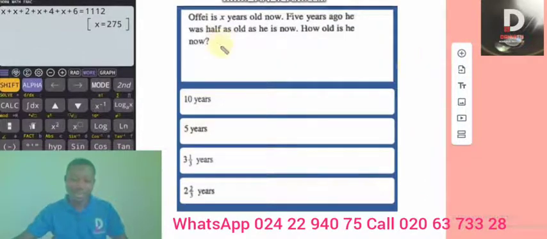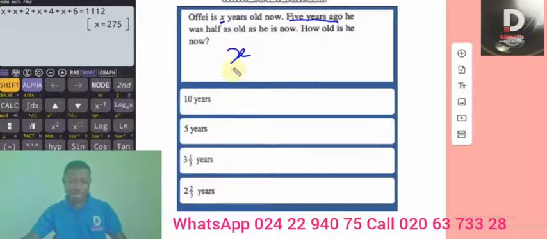Alright, next question. Ofe is X years old, 5 years ago. This simple phrase is not simple, as you see. 5 years ago, he was as old as he is now. Now, Ofe is X years old, according to the question. It says X years old.